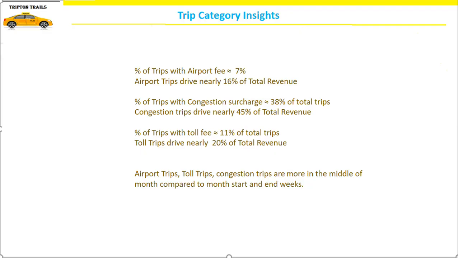The percentage of trips with airport fee is 7%, and it is driving 16% of total revenue. The congestion trips are driving almost 45% of total revenue, and the toll trips are driving almost 20% of total revenue. So airport trips, toll trips and congestion trips are more in the middle of the month compared to when the month started.